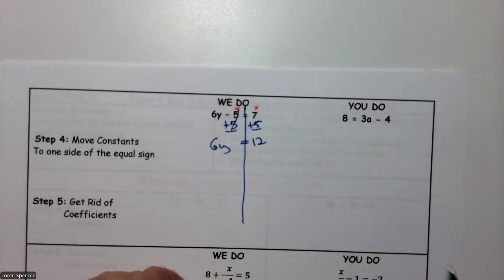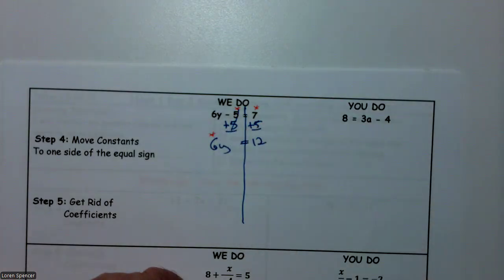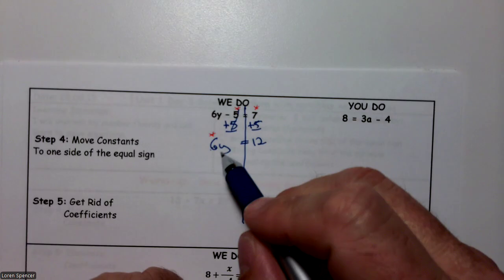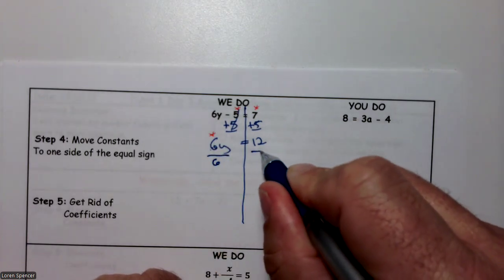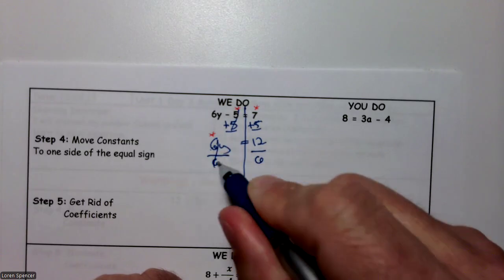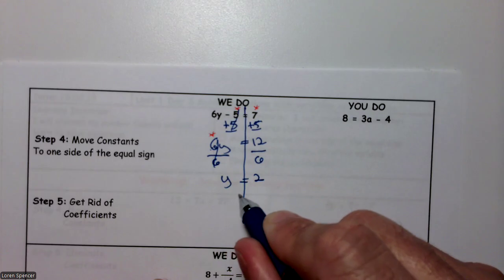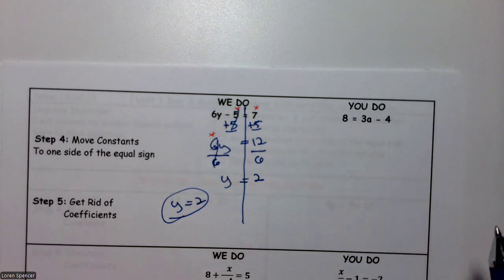All right, now we need to get rid of a coefficient. Coefficient is the number in front of the variable, and it multiplies it. And since the coefficient multiplies it, this is multiplication. We're going to come back and divide, and the fraction line just means divide. So we end up with getting y equals 2. And we'll write that right here. Y equals 2.